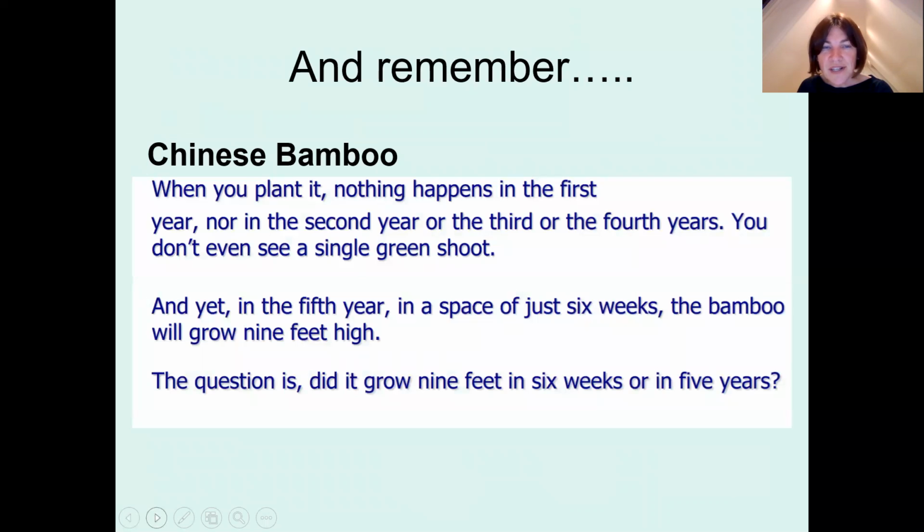So this is just a little something that someone showed me at the end of a long meeting once, which I think is really nice to remember. Chinese bamboo, when you plant it, nothing happens at the first year, nor in the second year, or the third year, or the fourth year. You don't even see a single green shoot. And yet in the 5th year, in a space of just 6 weeks, the bamboo will grow 9 feet high. The question is, did it grow 9 feet in 6 weeks or in 5 years?